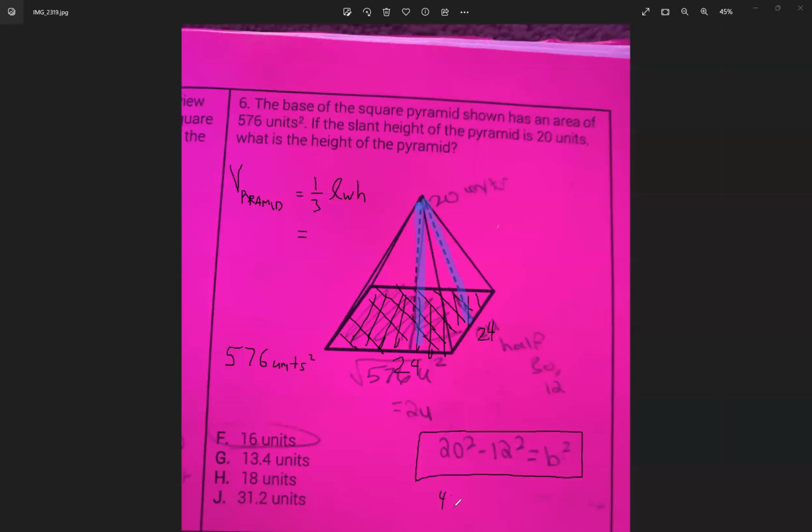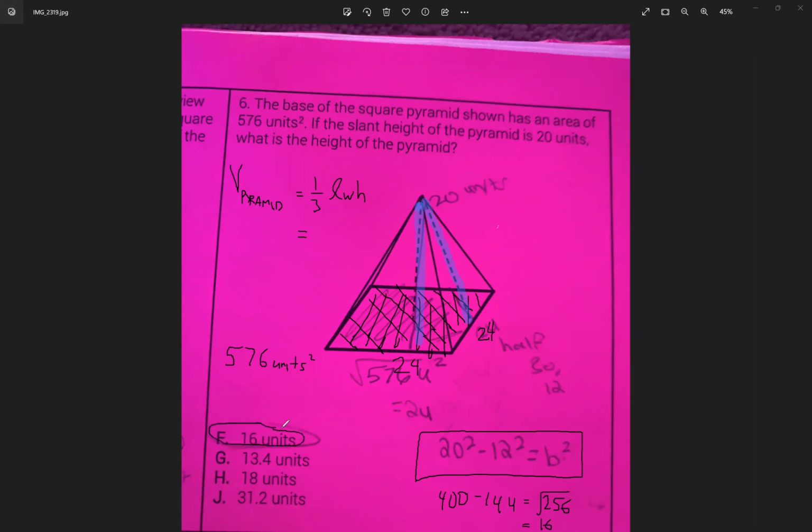That's 400 minus 144, which is 196, I think. No, 400 minus 144 is 256. 16 times 16 is 256. Yes, this is 256. But then you have to take the root of that, and that's 16. Yeah, that's right. What you had here was right.